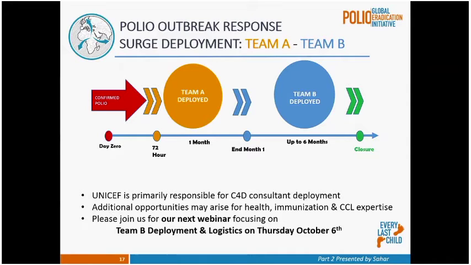And there are usually 2 critical teams who are involved in the management of an outbreak or an event. The first team deployed is Team A, and this is deployed for a period between 72 hours until 1 month. In that situation, he or she is a staff member who is immediately moved to the country of concern, works with the country team, as I just mentioned, to put the plan in place, and ensure that all the initial measures are ready to be launched.